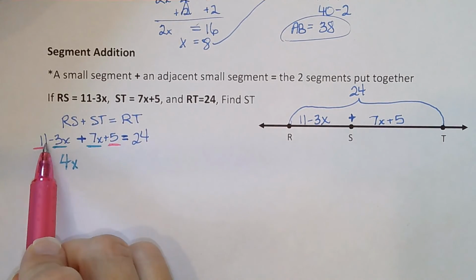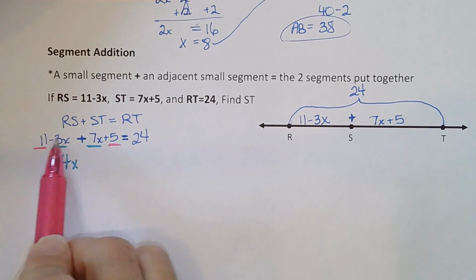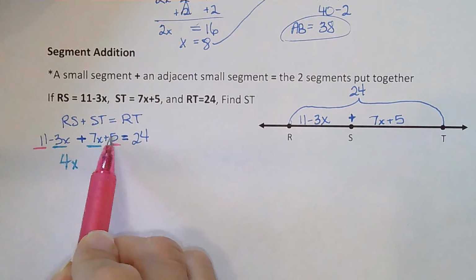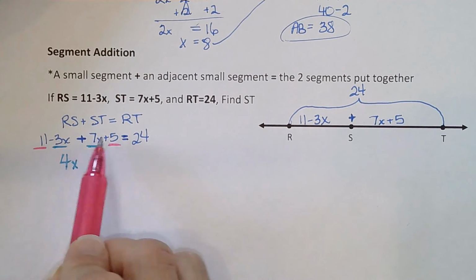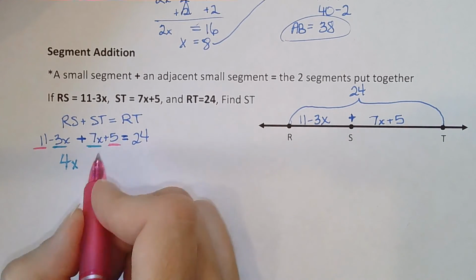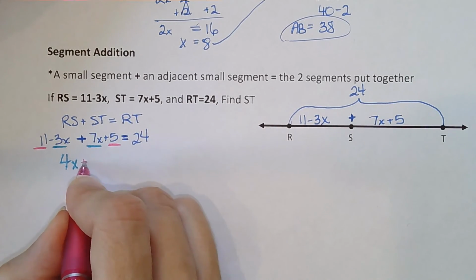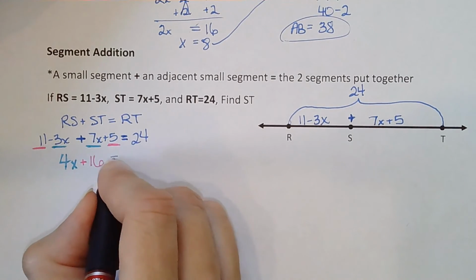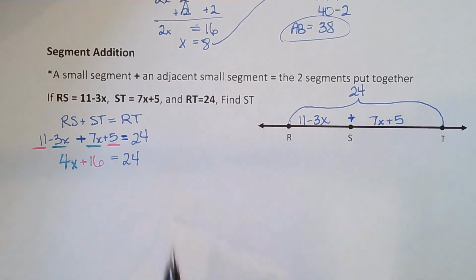And then when I put my terms that don't have x's on this side together, I've got 11 and a plus 5. So I've got 11 plus 5, and when I add those together, that's going to give me plus 16. Okay, so I just put those in those colors so you could see where those numbers came from. All right, so now I still want to get x by itself.